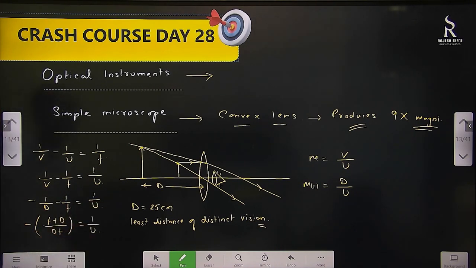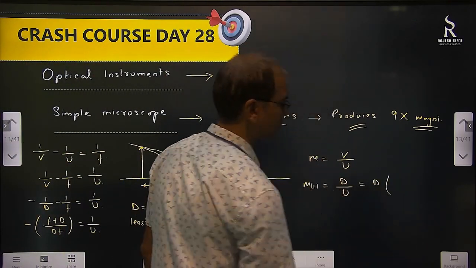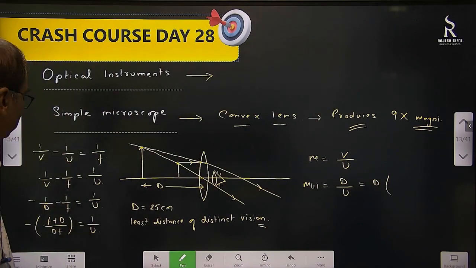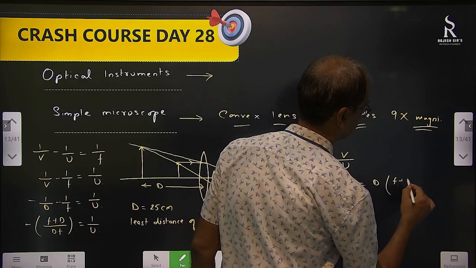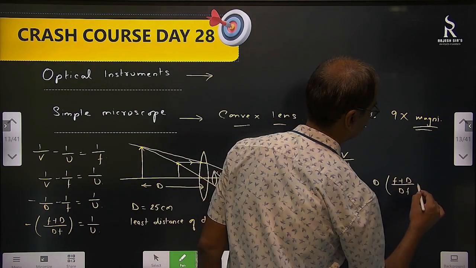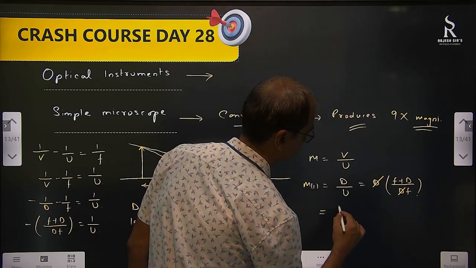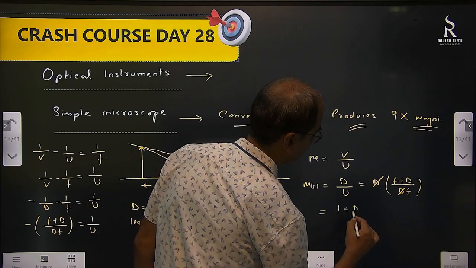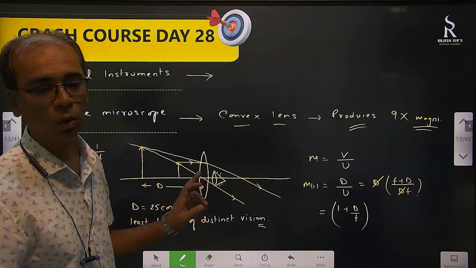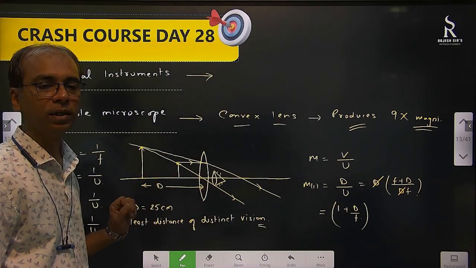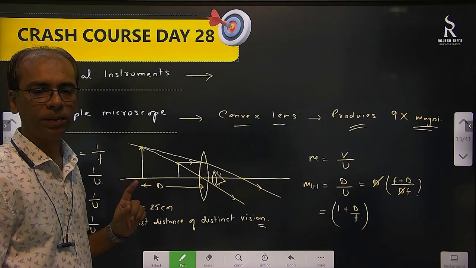Let's put it over there. So D into F plus D by DF. That's all. So it is coming as 1 plus D by F. This is the magnification when you are making the image at D, the least distance of distinct vision: 1 plus D by F.